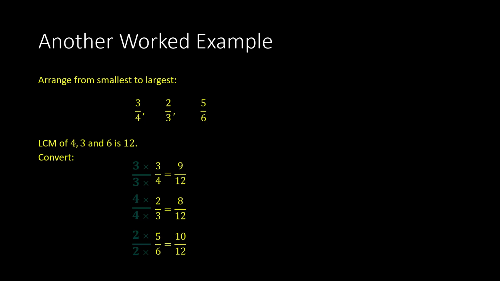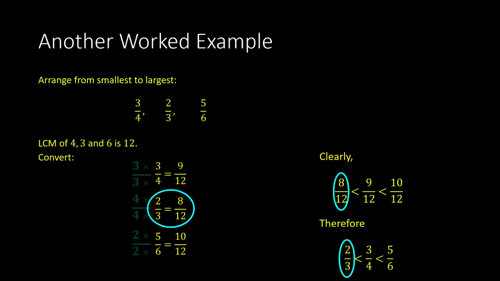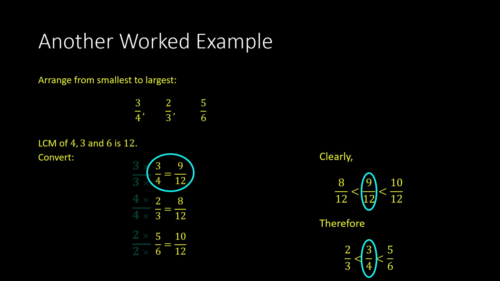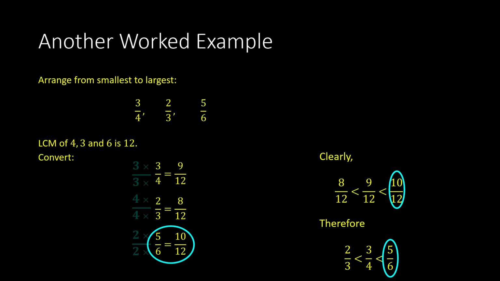Now we have 3 fractions expressed out of 12. And since the denominators are the same, we can now compare the fractions directly. So clearly 8 over 12 is less than 9 over 12 is less than 10 over 12. And therefore 2 over 3 is less than 3 over 4 is less than 5 over 6.